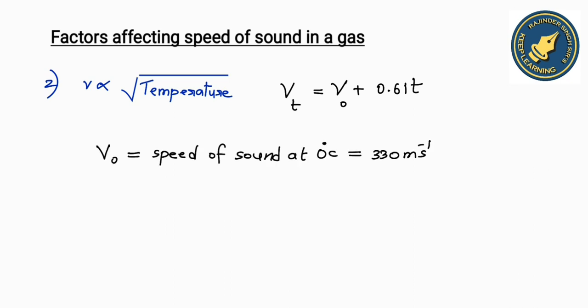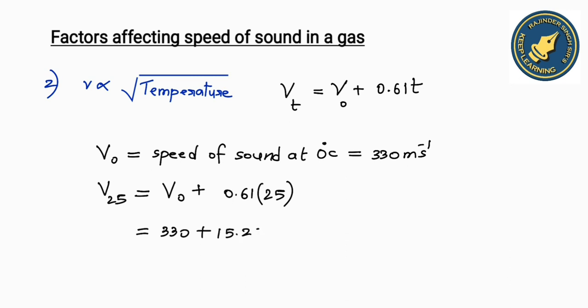Let us say it is given that V0, the speed of sound at 0 degrees Celsius, is 330. The question asked is, what will be the speed at 25 degrees Celsius? So V25 will be equal to V0 plus 0.61 into 25, and that turns out to be 330 plus 15.25. So the answer turns out to be 345.25 meters per second.